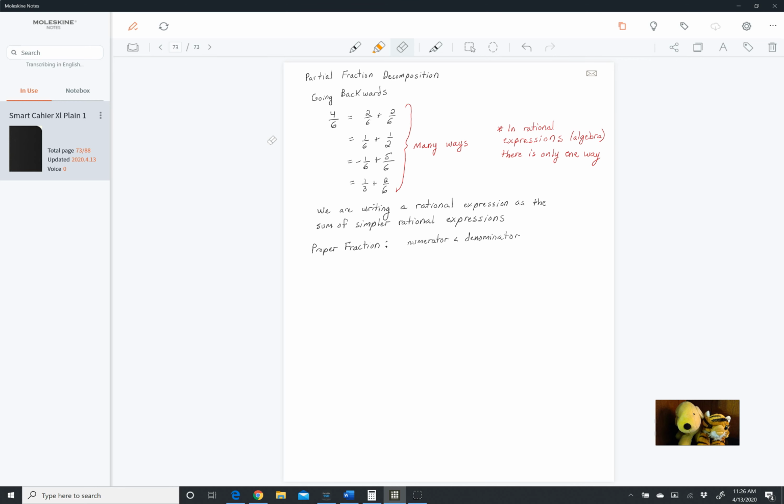When we talk about rational expressions, what we're saying is that the degree of the numerator, because when we have x's, we don't really know except by looking at the degree. So here we're saying the degree of the numerator is less than the degree of the denominator.